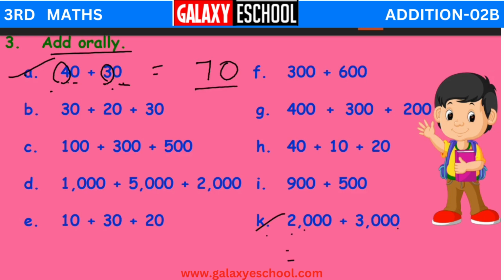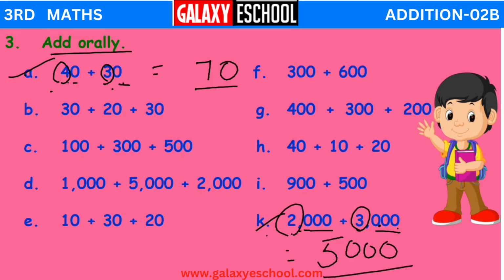Now coming to the last question. 2000 plus 3000. Both belong to the same group, that is thousands. We are having three zeros in both the numbers. So we are writing 3 zeros in the answer as well. Now 2 plus 3 becomes 5. So we are writing 5 in the answer. 2000 plus 3000 becomes 5000.